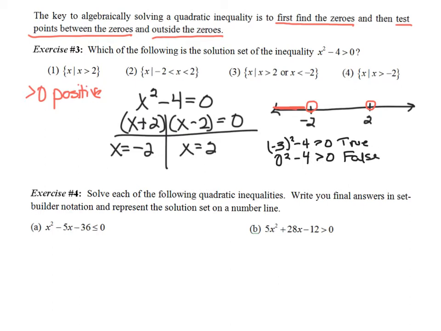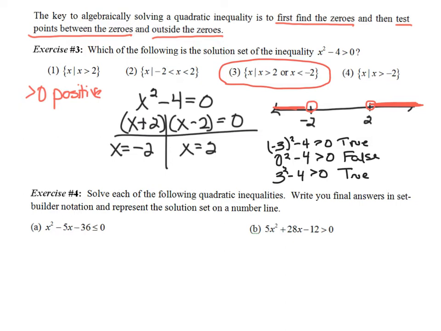Let's try a number after 2, like +3. So 3 squared minus 4, is that greater than 0? And the answer is yes, it is true. So that tells me that I want to shade this end. So now which of the possible choices are represented in my solution set? I see that it should be choice number 3, where x is all numbers bigger than 2, or less than -2.